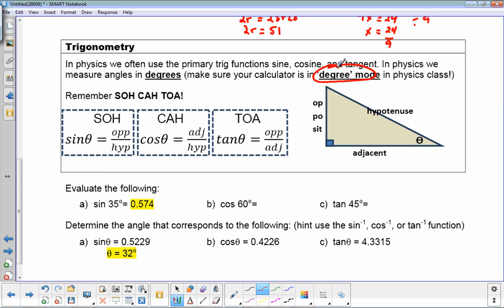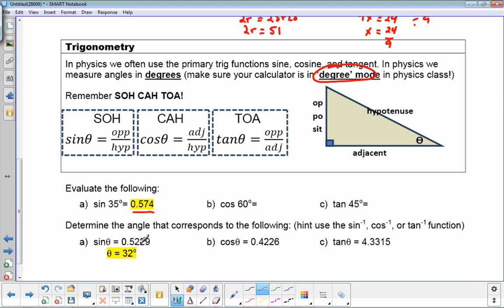So what I'd like you to do right now is try the following. I'd like you to enter sine 35 on your calculator. You should be getting this value if your calculator is properly configured to degree mode. Once you've done that, I'd like you to try to determine the angle here. I know the sine of the angle is 0.5229. I want to find the angle.